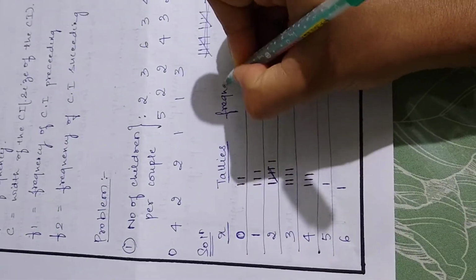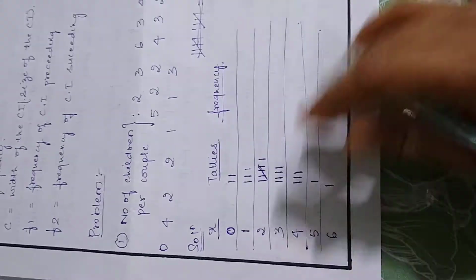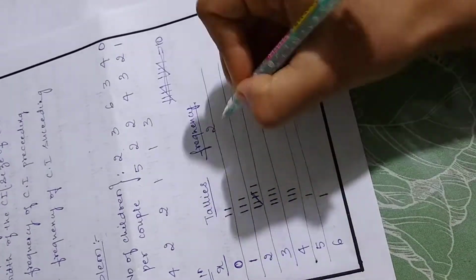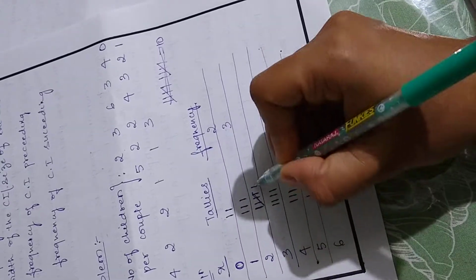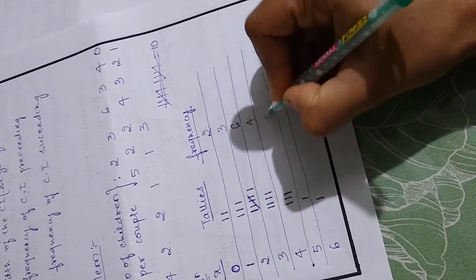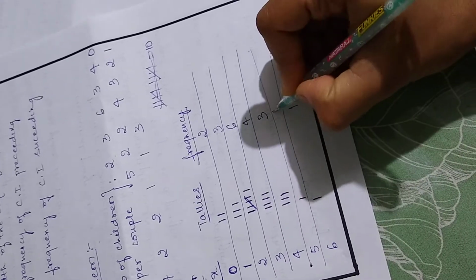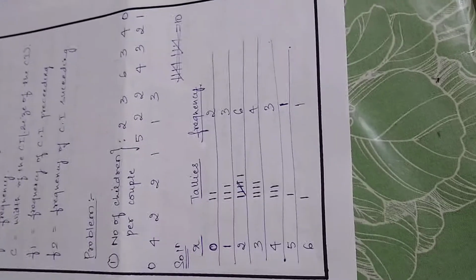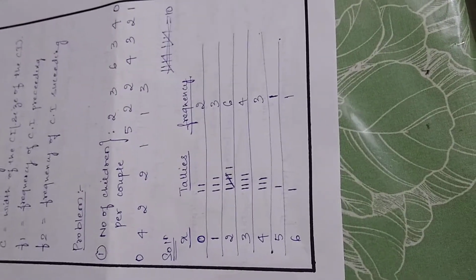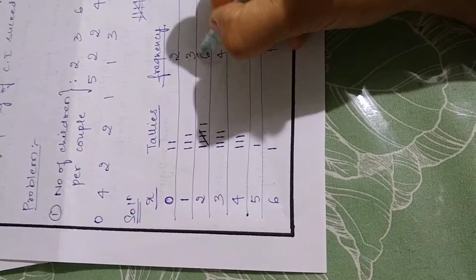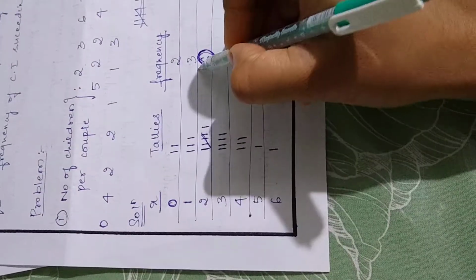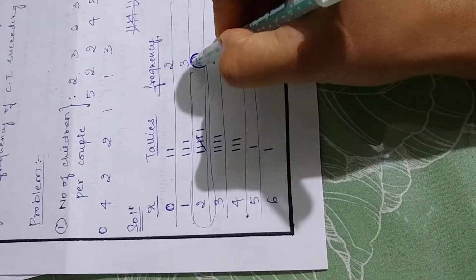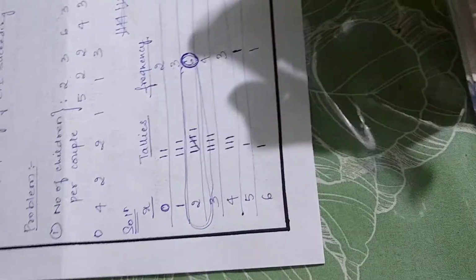Once you have done your tallies, you have to find out your frequency. Okay. So you can see there is 2, there is 3, there is 5 plus 1, 6, 4, 3, 1, 1. So from this frequency, what do you find out? Mode. Mode means it is the highest frequency. So the highest frequency is nothing but 6.